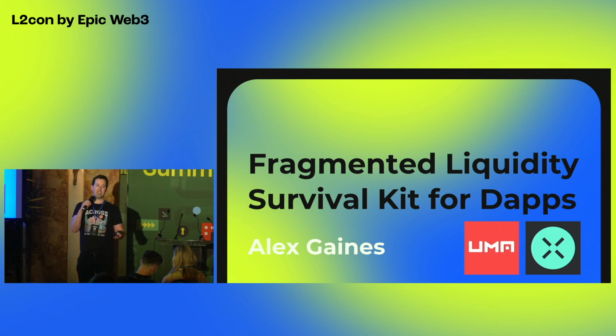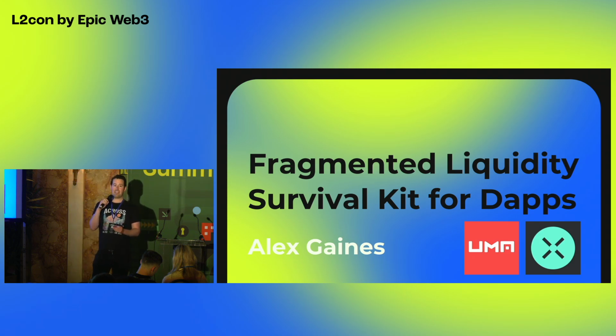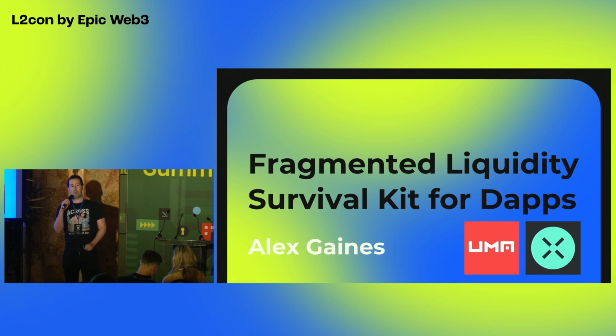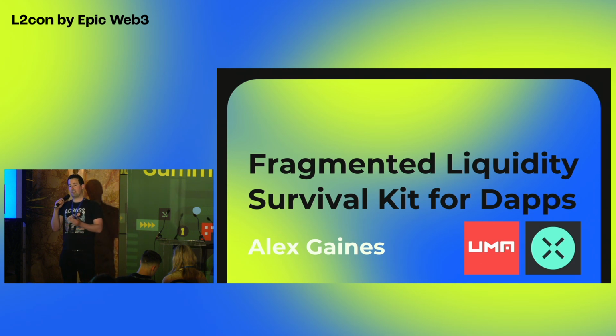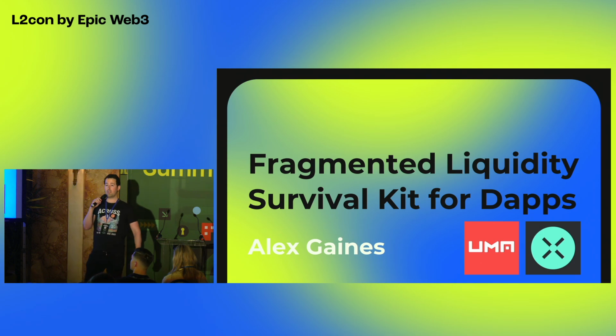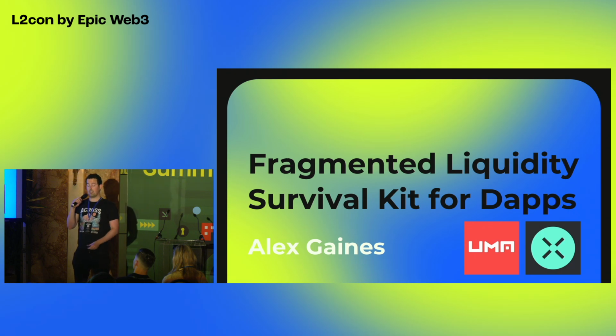I've been at UMA and Across for over 3 years. During that time, I've spent a lot of time with UMA on the optimistic oracle. We resolve all the markets for Polymarket, so we focus on prediction markets, insurance. But one of my favorite use cases is Across, where we essentially validate all the cross-chain transactions that Across does.